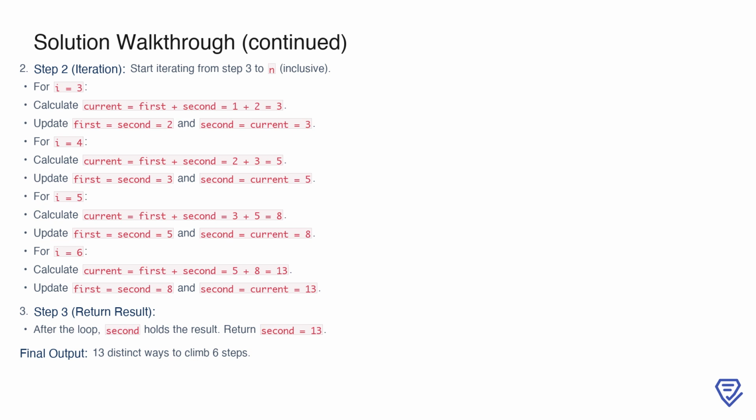After the loop, second holds the result. For n equals 6, there are 13 distinct ways to climb the steps. This demonstrates how the Fibonacci-like approach effectively provides the solution for any given n.